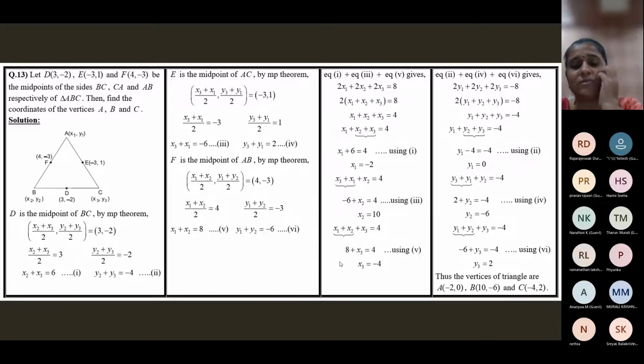In the same way, find x3, children. And again, in the same way, find y1, y2, and y3. So first you need to add the equations that have y in them.